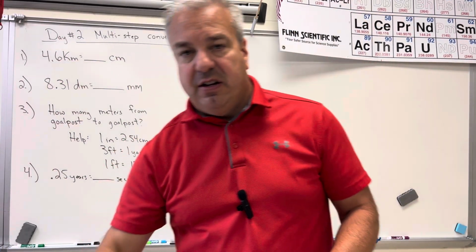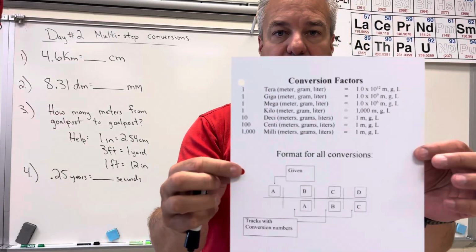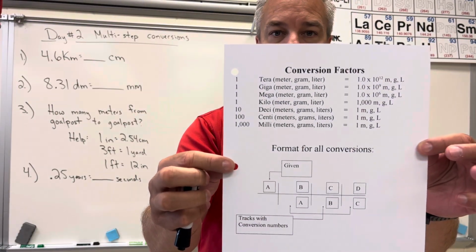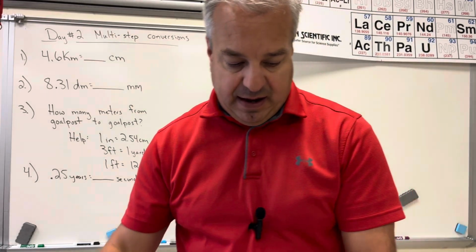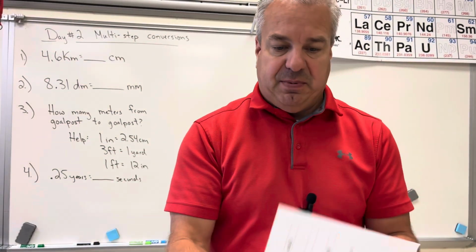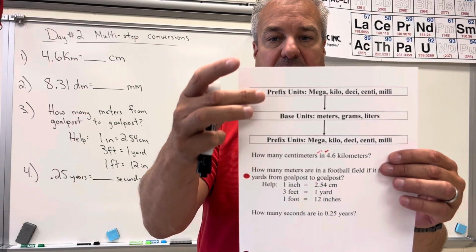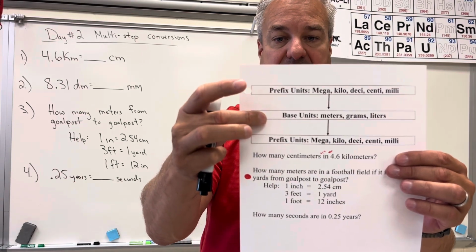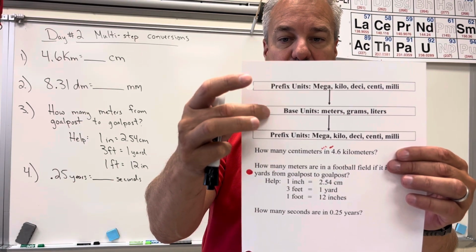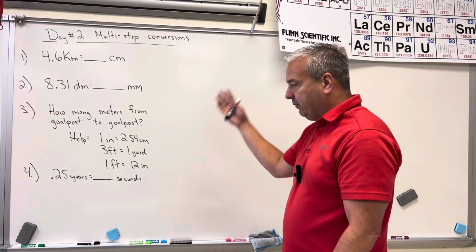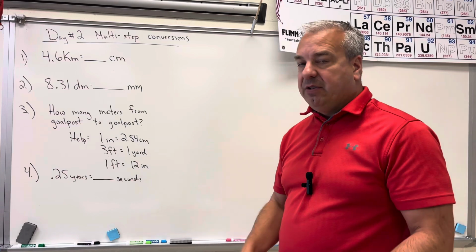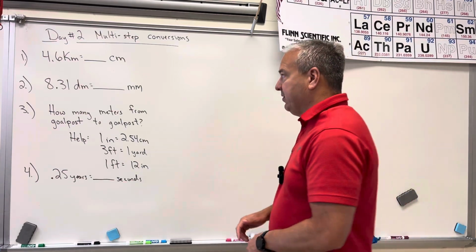Now, we're still going to use our conversion sheet from the last video. So if you need to screenshot this for reference, you can. And we took some notes just kind of explaining how today we're going to go from one prefix to the base unit, and then the second step, we're going to go from the base unit to the other prefix. So let's jump into these 4 examples on how to do multi-step conversions.